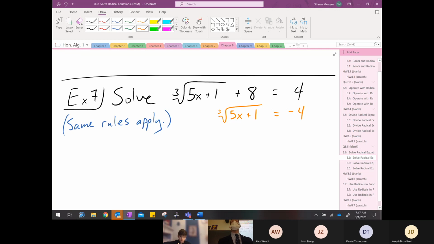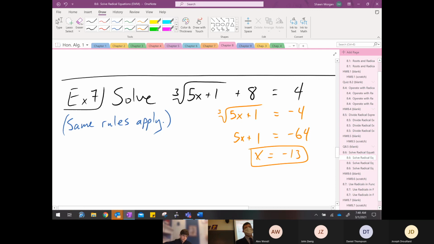Hey, we're going to cube both sides. What's negative 4 cubed? Negative 64. We got 5x plus 1. Okay? And then from there, that's a linear equation. We get one solution. All right, so subtract 1 divided by 5. There's my negative 13. And I want to check to make sure that makes sense. Negative 13 times 5 is negative 65, plus 1 is negative 64, cube root of which is negative 4. Negative 4 plus 8 equals positive 4. So that is a legit answer.